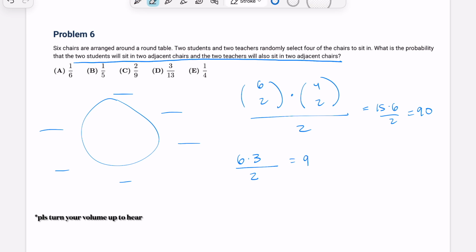Oh, sorry, this number here should be 45. So our final probability is just 9 over 45, which is 1 over 5. And our answer is B.